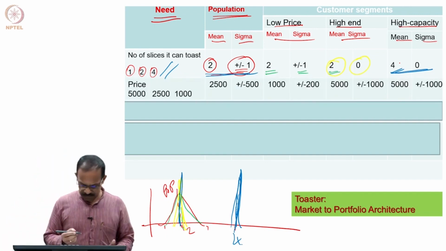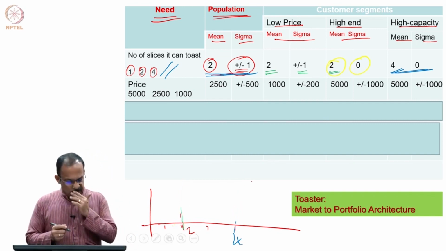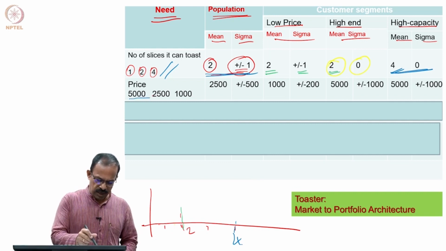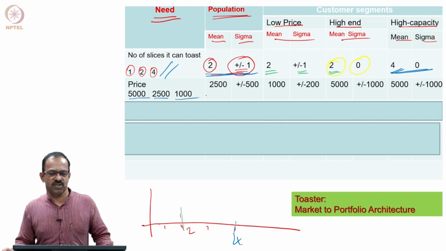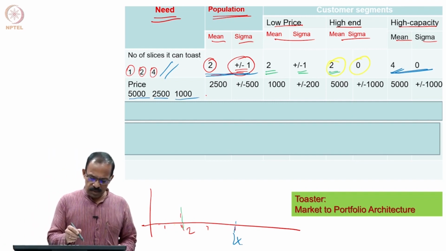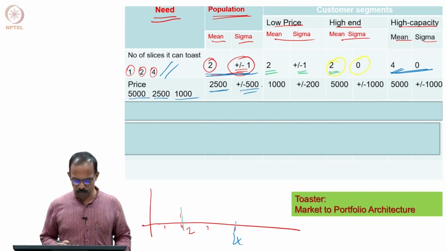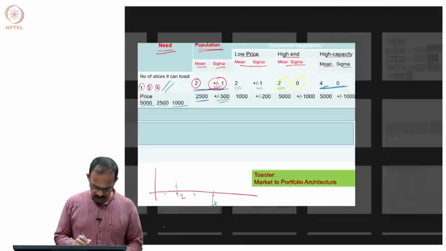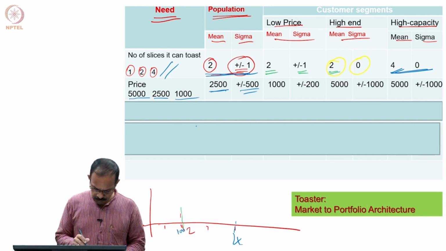Now, we look at the price. Now, for the price again you can see the variation. Suppose you suggested 5,000, 2,500 and 1,000, is that the range you suggested to the customer, or you can get the value based on the customers. But in this case, assume that the population, we can get this from the surveys, has a mean of 2500 with plus or minus 500 rupees. So, suppose this is 1000, 2000 etc.